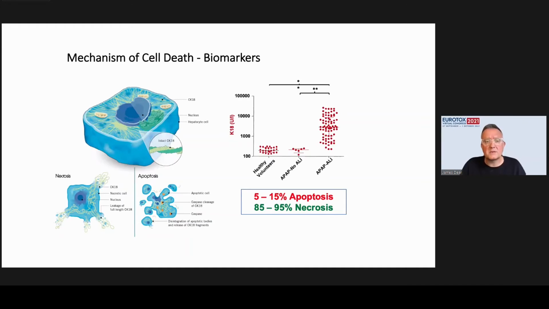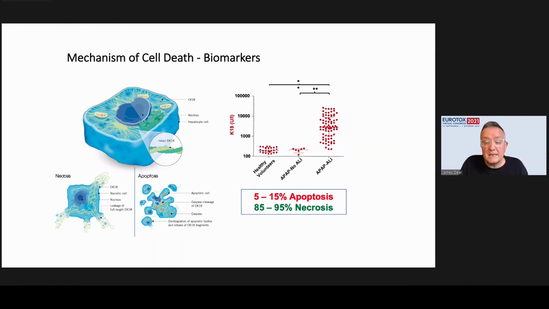The other marker I want to highlight is a marker called keratin 18. Keratin 18 is a protein that's expressed in multiple cells, but it's highly expressed in the hepatocyte. And the clever thing about keratin 18 is when it's released from a necrotic cell, it's released in full length. However, when it's released from an apoptotic cell, it's released in a cleaved form. So you can use the ratio of the two in the blood to give some insights about whether a cell is dying by necrosis or apoptosis.